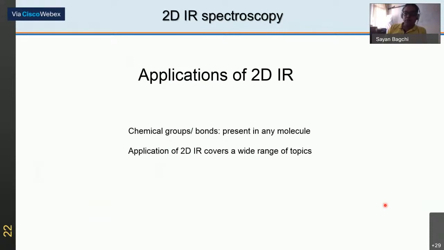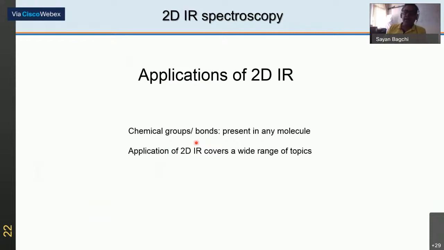So we know what we are doing: we're exciting vibrational probes, or IR probes. And what are these IR probes? These are the same probes that we excite in IR absorption spectroscopy. In other words, these are the chemical groups or the bonds. And these chemical groups and bonds are present in any molecule, because for any molecule, even a radioactive molecule, we need two atoms and a bond.